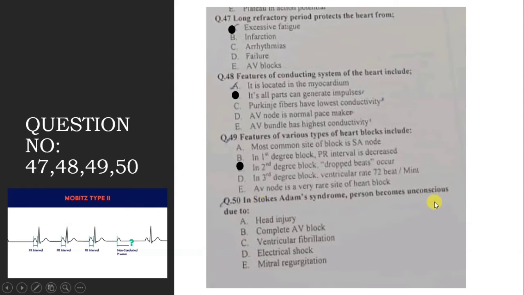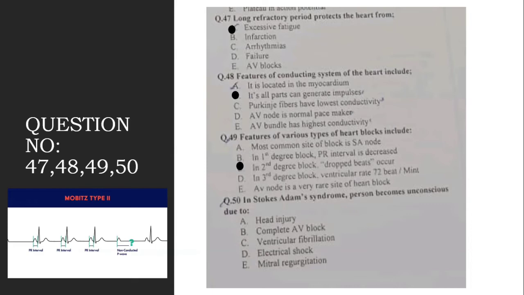In Stokes-Adams syndrome, a person becomes unconscious due to head injury, a complete AV block, ventricular fibrillation, electrical shock, or mitral regurgitation. Stokes-Adams syndrome is also related to the second degree heart block when there are dropped beats. Or we say it is also related to the third degree heart block, when there is a complete block in the conductance from the atria into the ventricle.